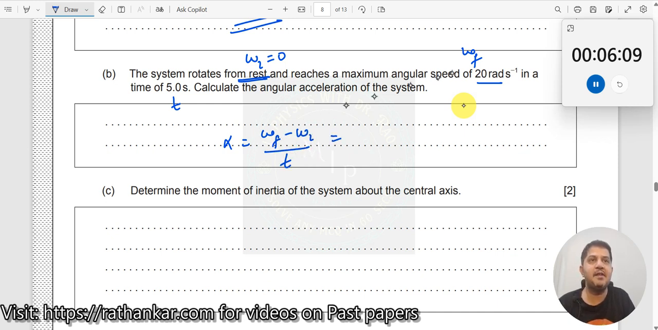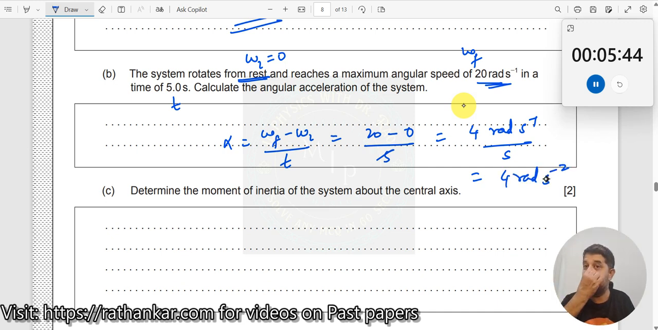So this angular acceleration alpha is equal to omega F minus omega I divided by t. What is omega F? Omega F is 20, then omega I is 0, divided by the time taken, which is 5. So the answer should be 4, since 5 fours are 20. And what's the unit here? This is radians per second, divided by seconds, so this should be 4 radians per second square. So this is what we have got for the value of alpha.